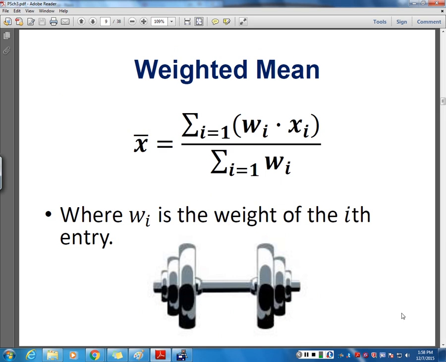The weighted mean is very similar to the mean of a frequency distribution or histogram. The formula is almost exactly the same. Instead of f's, we have w's. The w's stand for weights. So the w sub i is the ith weight. x sub i is the ith entry. You multiply a weight by its entry. Add up all of those. That's what the summation tells you to do. And then divide by the sum of the weights.